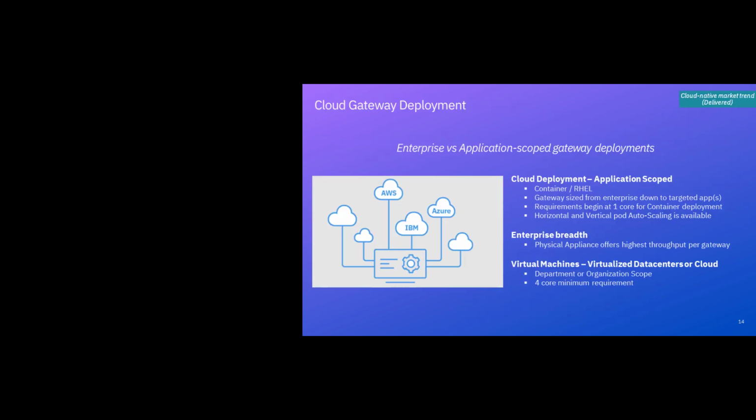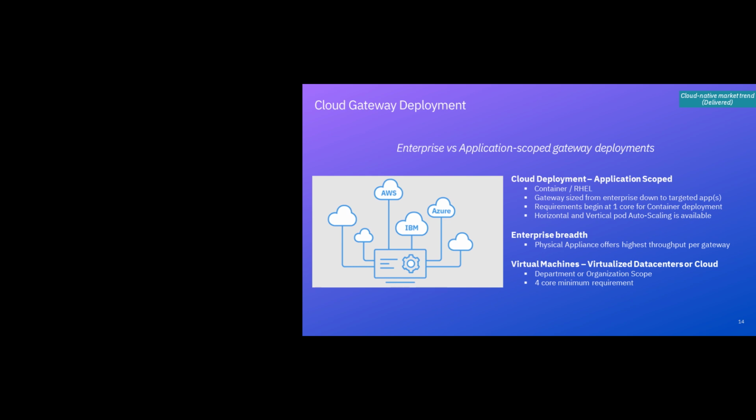Now, we talk about having all these different gateway form factors. What does that mean? What am I looking at doing with them? First off, when we talk about deploying to the cloud, we typically talk container. We can talk RHEL DataPower. And at the enterprise, that's normally going to be the physical DataPower appliances. And I consider the VMs to be more departmental, organizationally scoped. They can go up to the enterprise level. I mean, anything can be scaled.